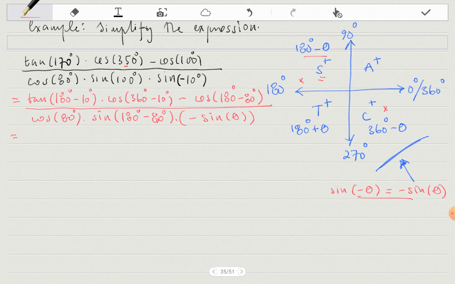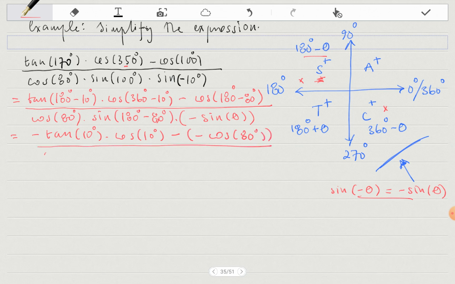Coming down now and applying the reduction formula, tan of 180 minus 10 is going to give you minus tan of 10 degrees. Cos of 360 minus 10 is going to give you positive cos 10. Then cos of 180 minus 80: cos in this quadrant is negative because only sine is positive, so you're going to get minus cos 80 degrees.